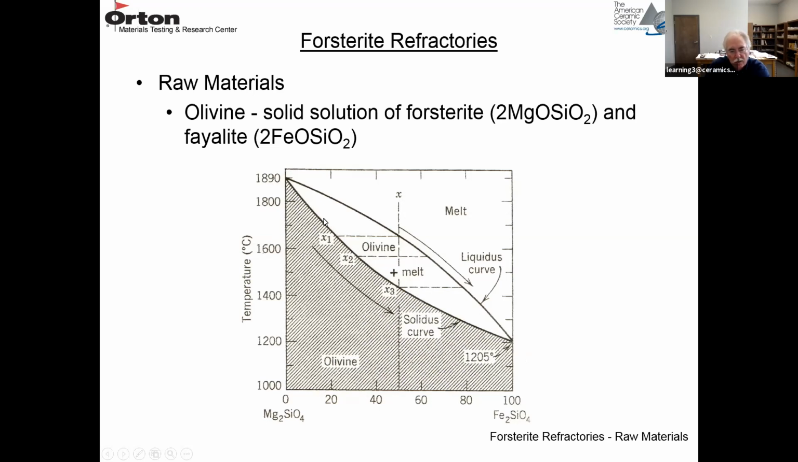So you can see how the presence of fayalite really lowers the melting temperature of forsterite, and 15% is probably about right here. So you're going almost 200 degrees drop in the raw material because of the 15% fayalite.